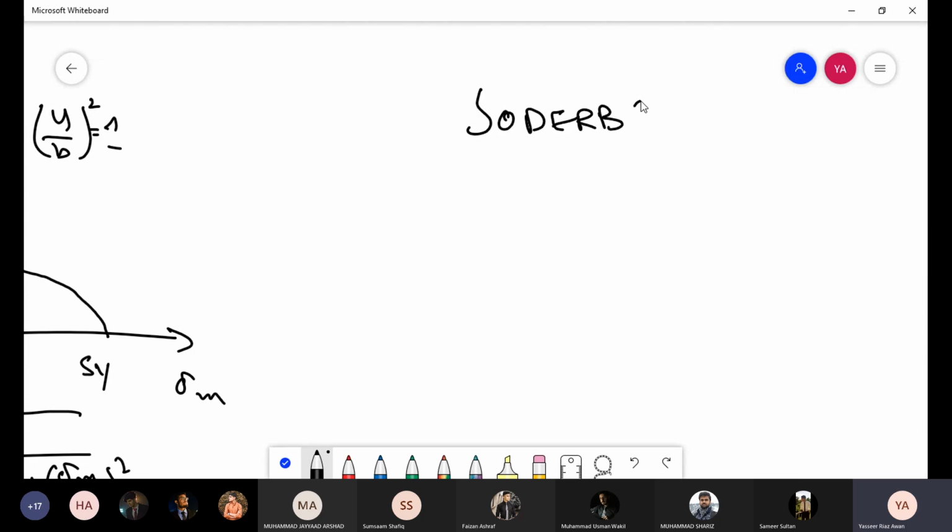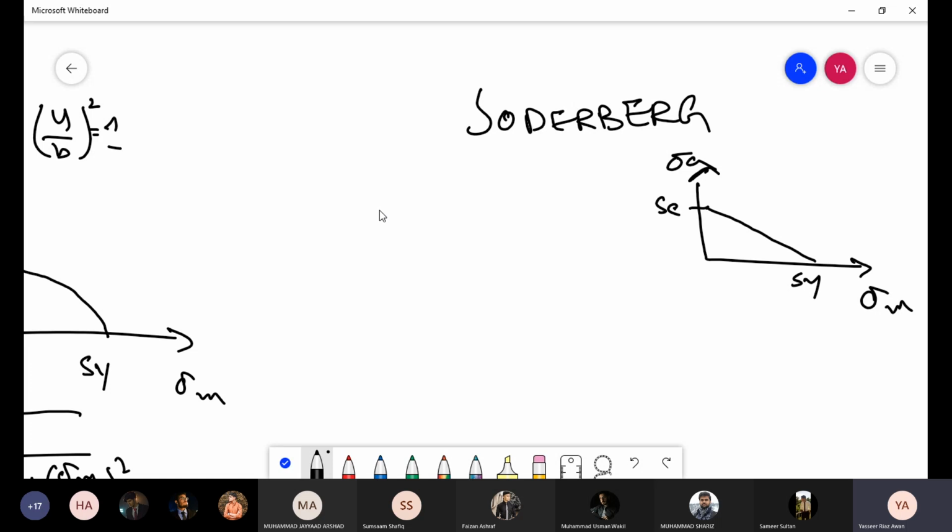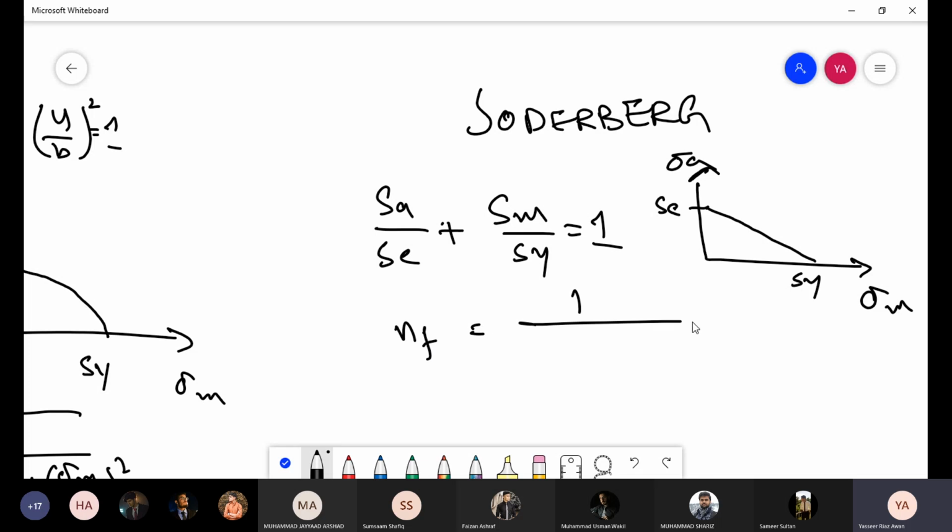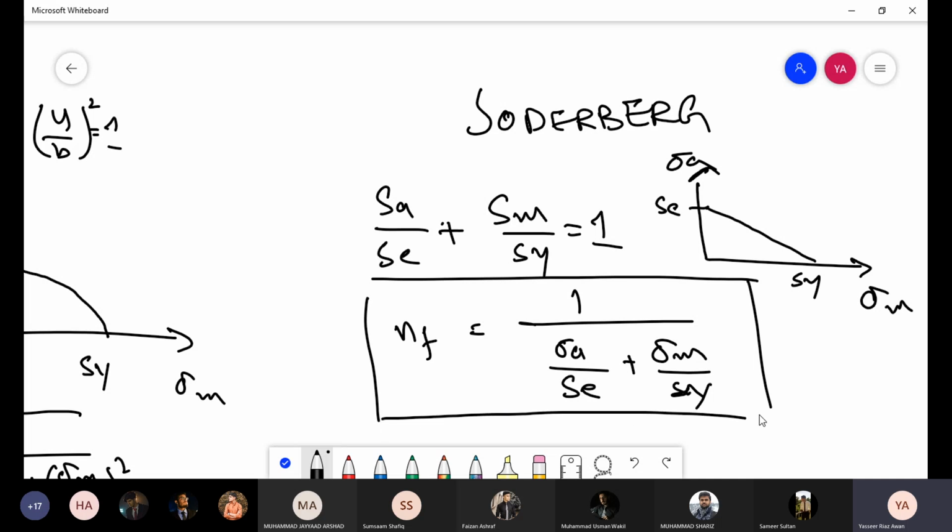And lastly we have the Soderberg criterion. So a similar equation to the modified Goodman line, but instead of SUT you have SY here, and NF would obviously be 1 over sigma A over SE plus sigma M over SY. This is used very sparingly.